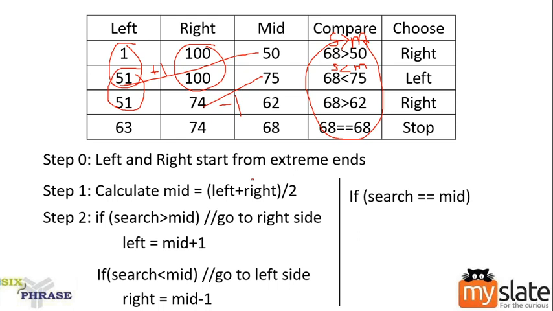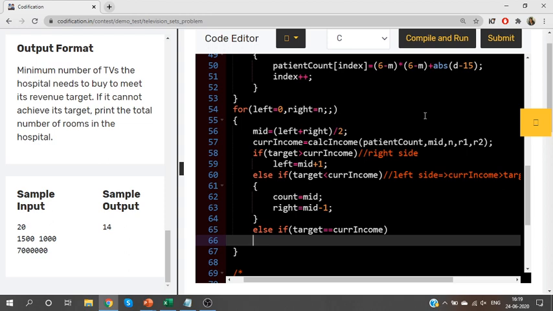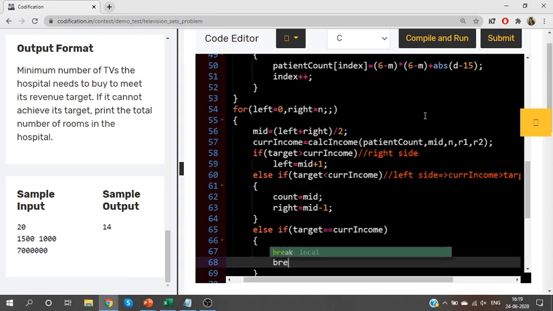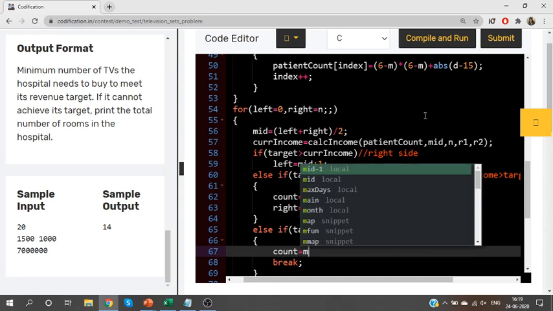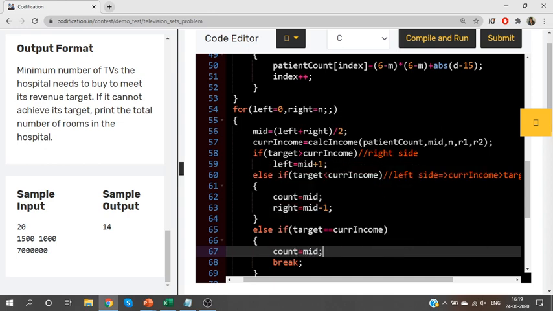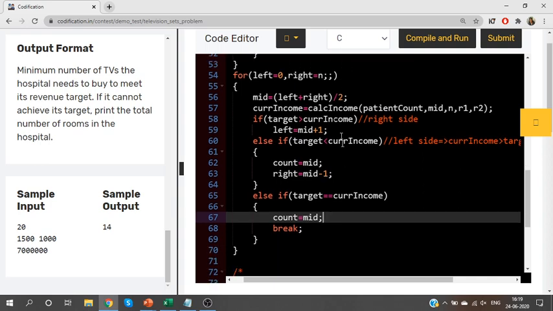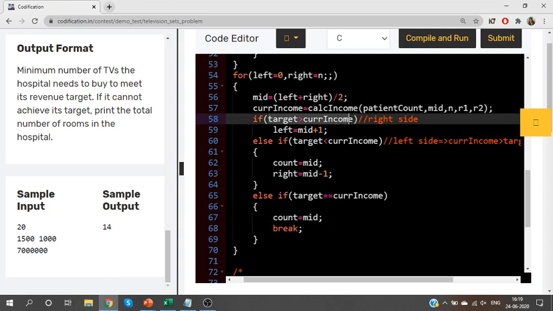If it is equal, you have to stop the process. If the values are equal, stop the process. So here, when the values become equal, use a break statement. But before you break, whatever is your mid value, that is your required output. I hope I made it clear. So whenever your target is met, store the mid value as the count. If you can't reach the target, don't update the count value.